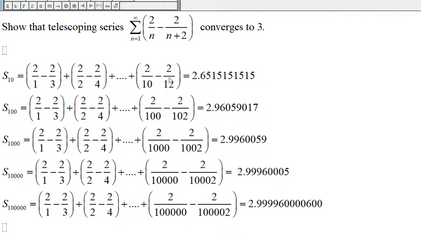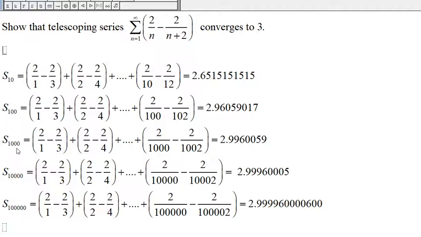And if we add all these together, we get 2.651515 and so on. The sum of the first 100 terms will be term number 1 plus term number 2 and so on, up to the 100th term. Add them together, we get 2.96059.